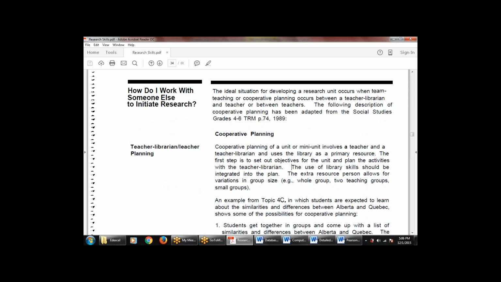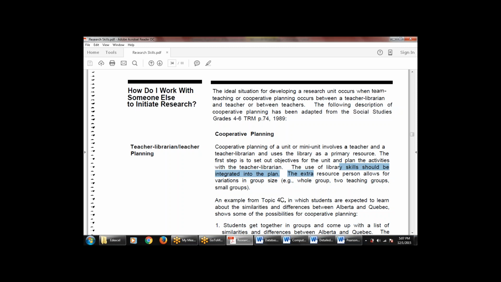The first step is to set up the objective for the unit: what is the main objective for this unit, and what are the various activities carried out with the teacher librarian. So first is the objective, then the various activities.